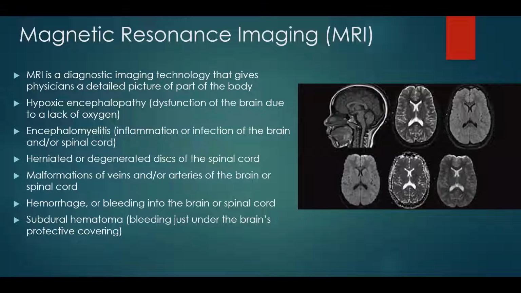Magnetic resonance imaging. MRI is a diagnostic imaging technology that gives physicians a detailed picture of a part of the body: hypoxia in encephalopathy, dysfunction of the brain due to a lack of oxygen, encephalomyelitis, inflammation or infection of the brain and or spinal cord, herniated or degenerated disc of the spinal cord, malformation of veins and or arteries of the brain and or spinal cord, hemorrhage or bleeding into the brain or spinal cord, subdural hematoma, bleeding just under the brain's protective covering.